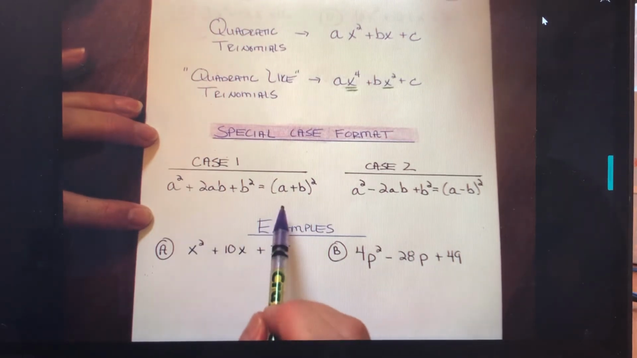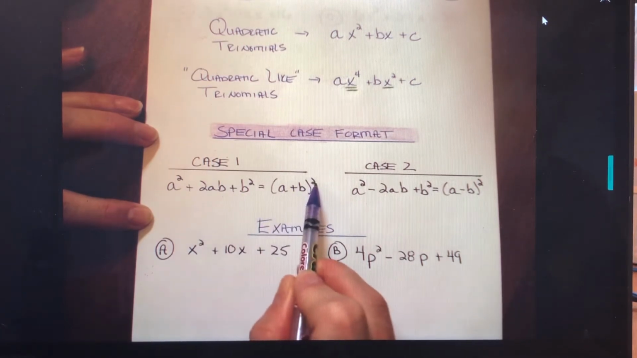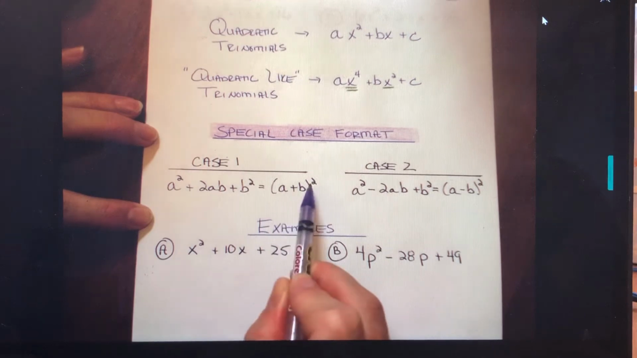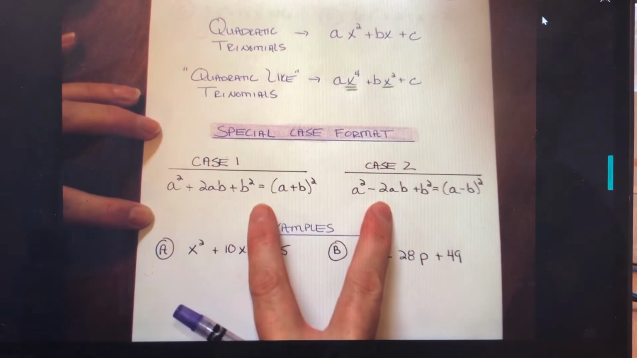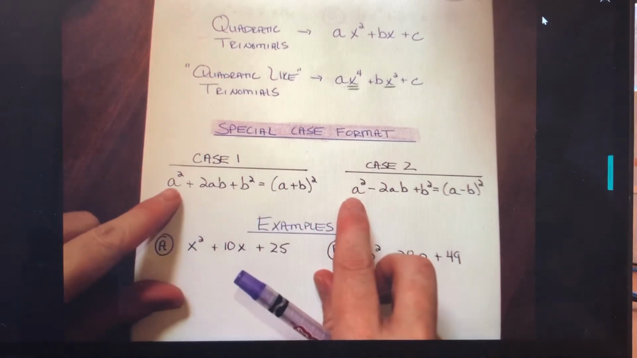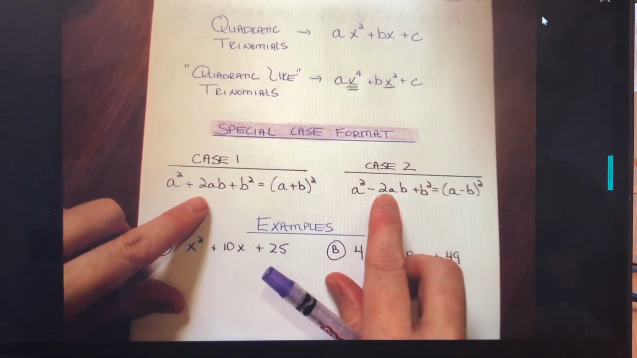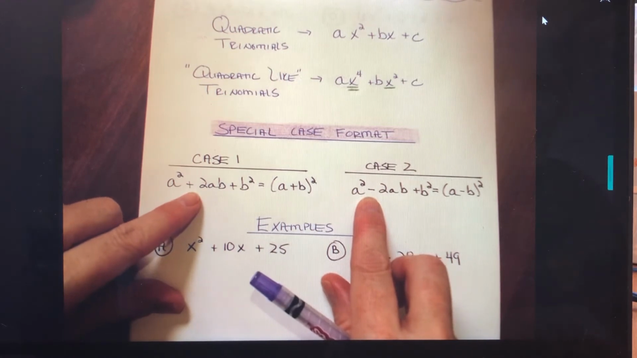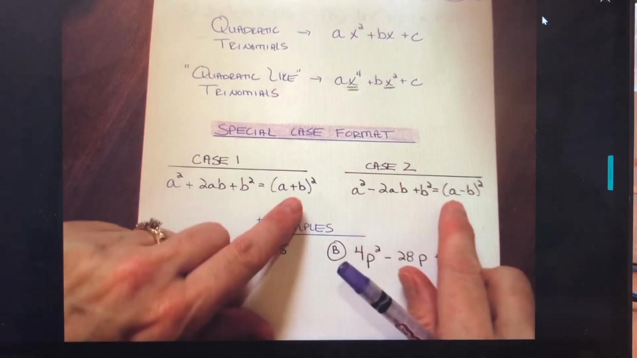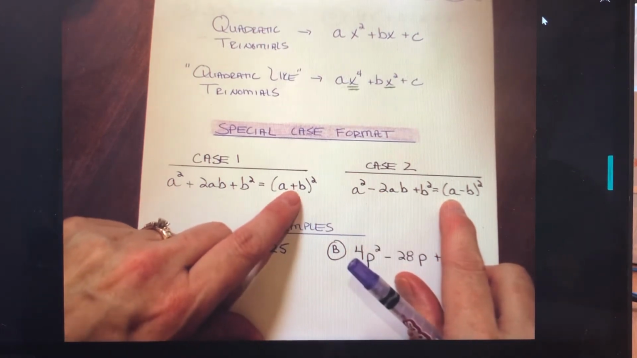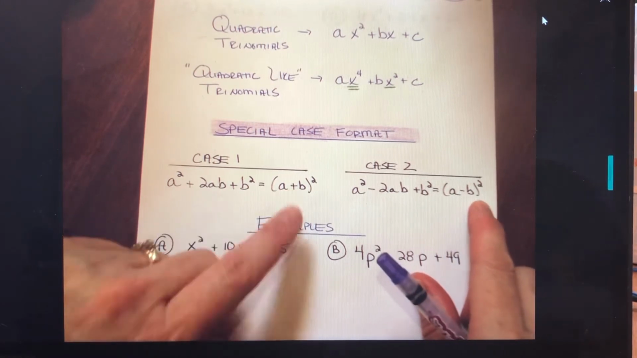Perfect square trinomial comes from the fact that this trinomial can factor into the square of a binomial, so it's a perfect square of a binomial. Again, the only difference between these two cases is the presence of this negative sign. Notice we have a squared in both places, a b squared in both places, and the 2ab. However, we have the positive 2ab in one case and the negative 2ab in the second case. All that results in, when you look at the factorization, is a positive sign between the a and b in case 1 and a negative sign for case 2.